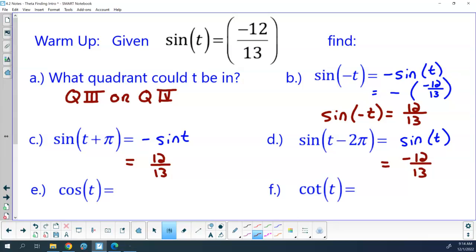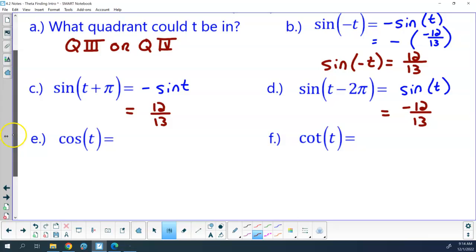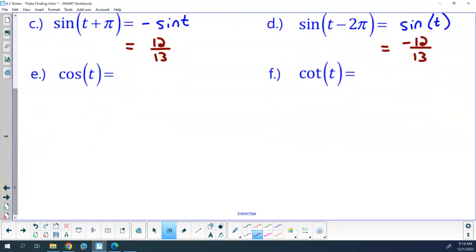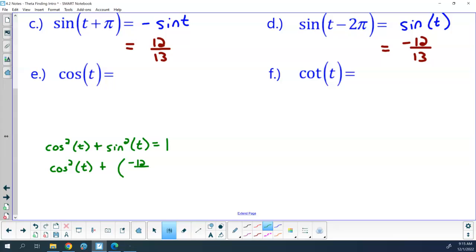Okay? I like it. Now, cosine of t. Do I have an identity that somehow links sine and cosine? The hammer. I got the hammer. So the hammer says that cosine squared of t plus sine squared of t is equal to 1. I don't know what cosine squared is. I know that sine squared would be negative 12/13 squared, and that's got to be equal to 1.